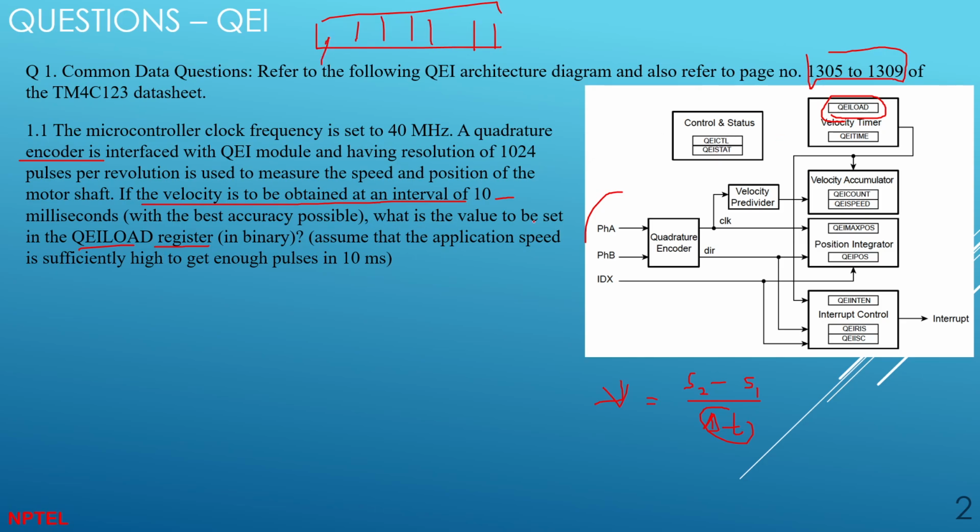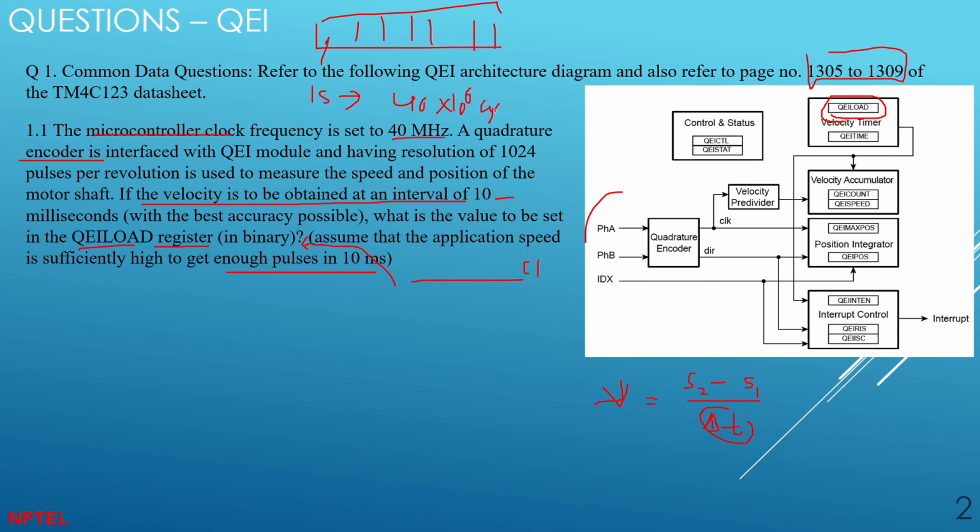What is the value to be set in the QEI load register in binary? Assume that the application speed is sufficiently high to get enough pulses in 10 millisecond. Whenever you see that there is a load register, you need to always write the answer in clock cycles. What is a clock cycle? If a microcontroller is given, in 1 second it will run up to 40 megahertz, so it's 40 into 10 to the power 6 clock cycles.